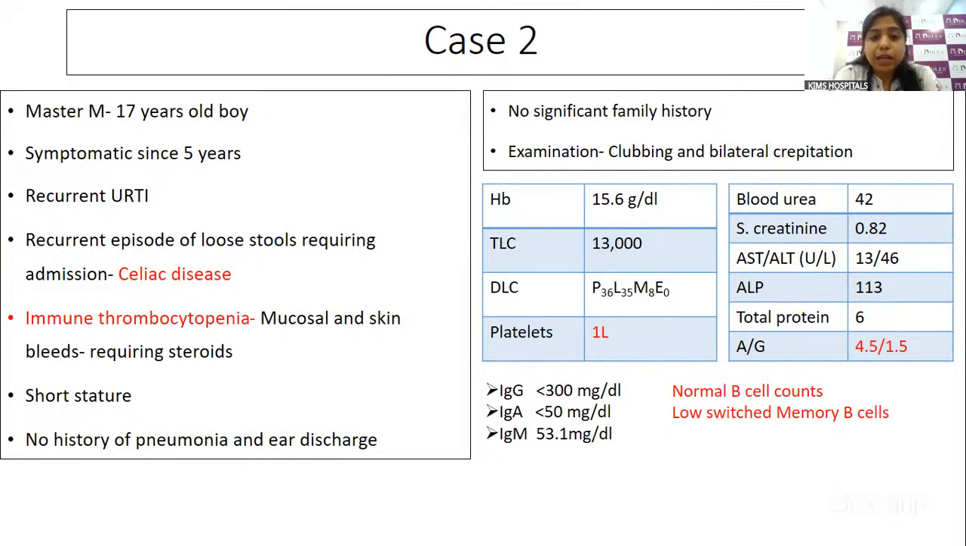So those who have hypogammaglobulinemia, low switch memory B cells, with the child having infections and autoimmunity, this is a spectrum of CVID disorders. Even though nowadays there are a lot of monogenic forms of CVID, you have to do whole exome sequencing in these cases also, for those presenting in adolescence or as adults.